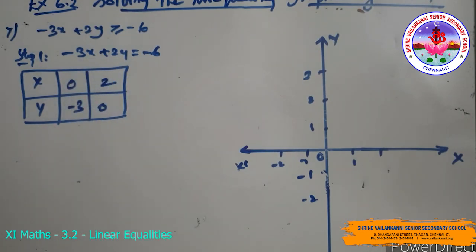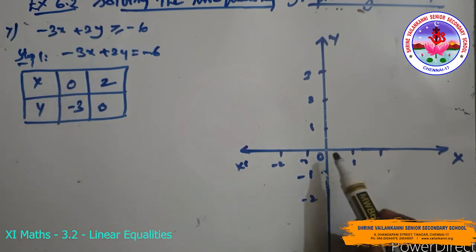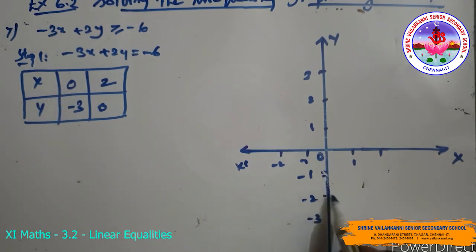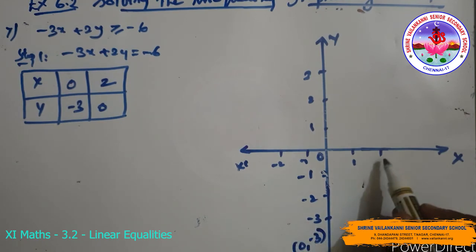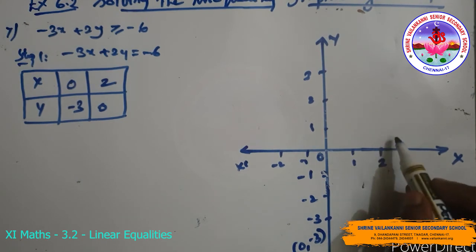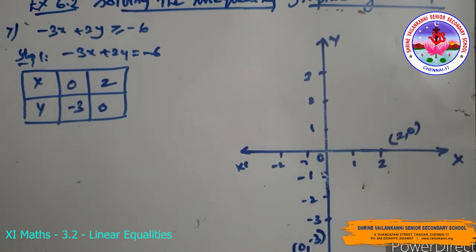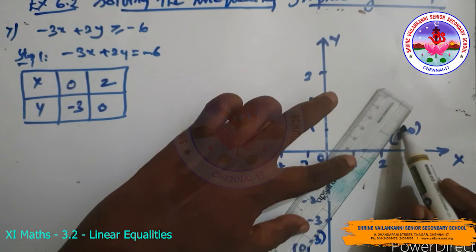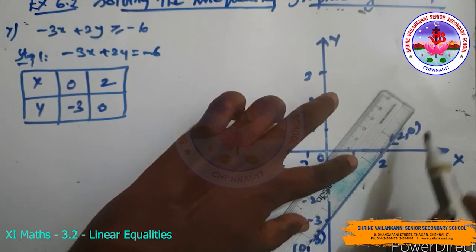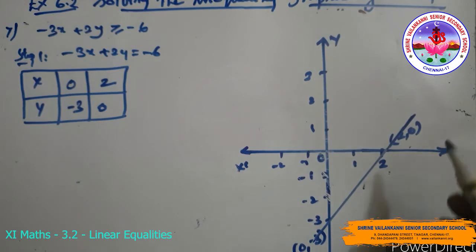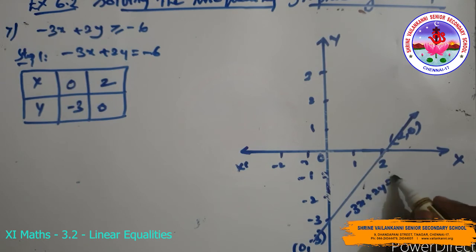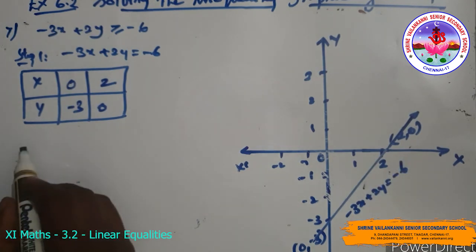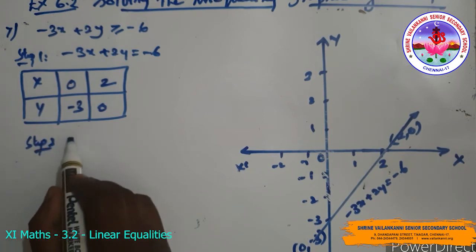Now we have to plot these points in a graph. x is 0, y is minus 3, so 0 comma minus 3. x is 2 and y is 0, so it is 2 comma 0. Now we have to draw a line using these 2 points. So I have to write the equation minus 3x plus 2y equal to minus 6. So step 2, test point.